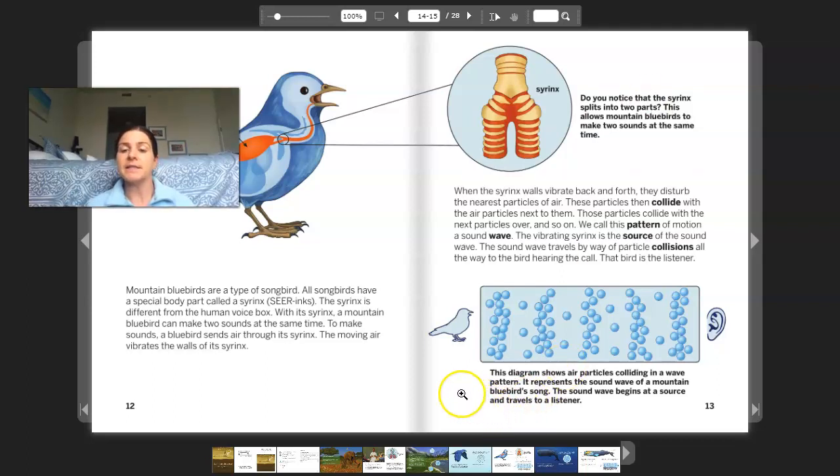Our caption says, this diagram shows air particles colliding in a wave pattern. It represents the sound wave of a mountain bluebird song. The sound wave begins at a source and travels to the listener. Gosh, this diagram reminds me of something. Reminds me of one of the waves that we saw last week. I wonder if it reminds you of the same thing.